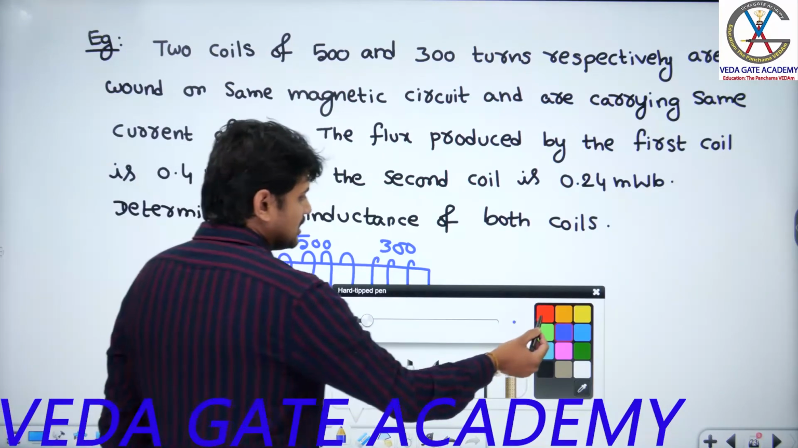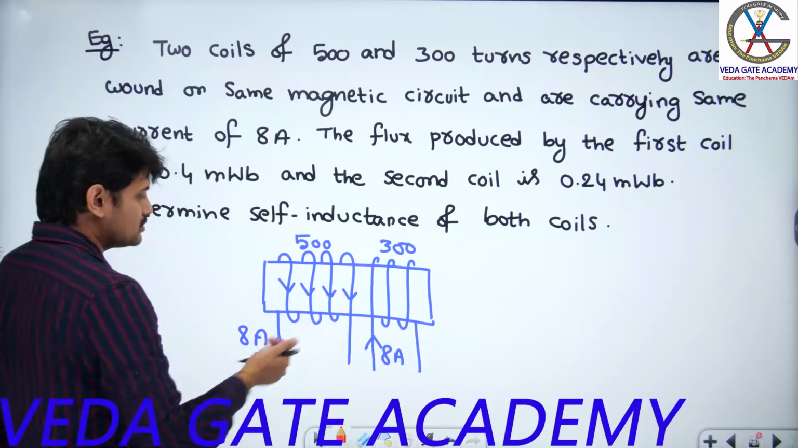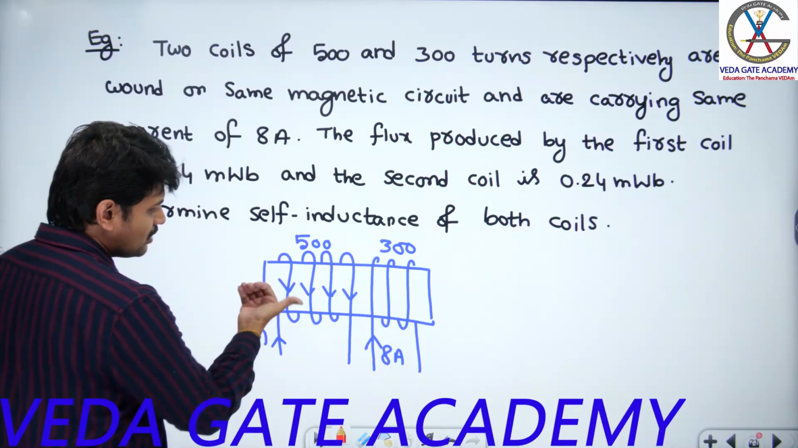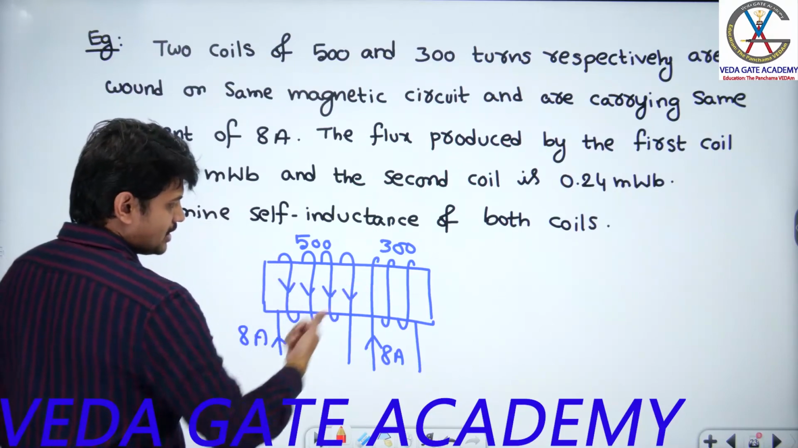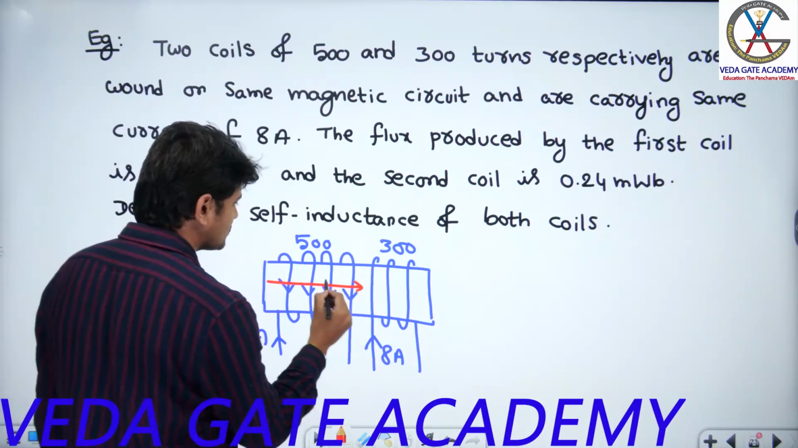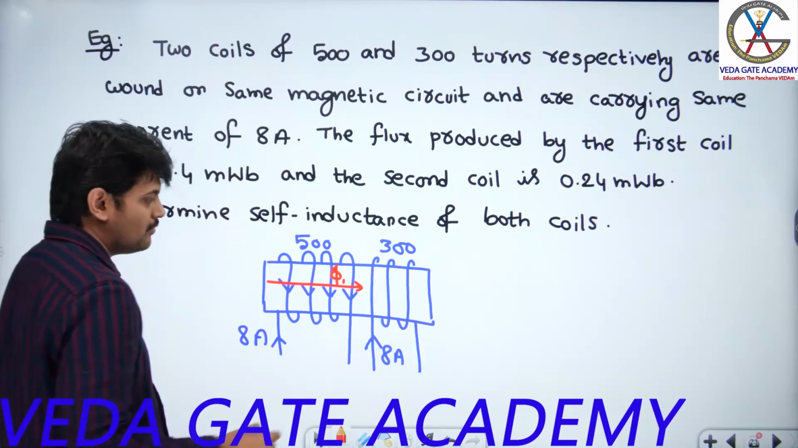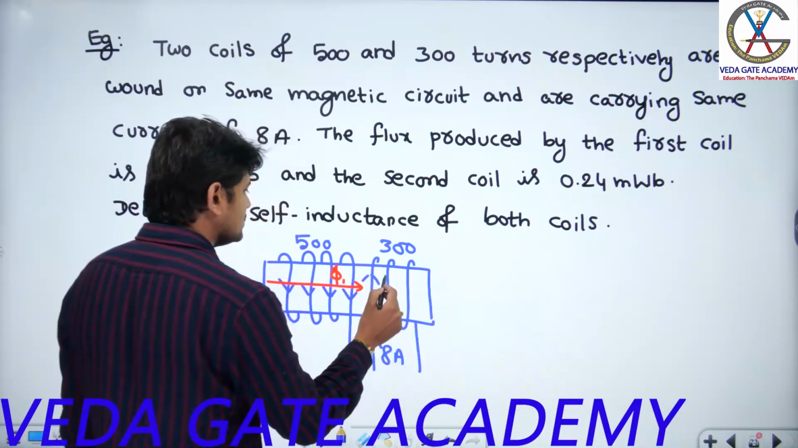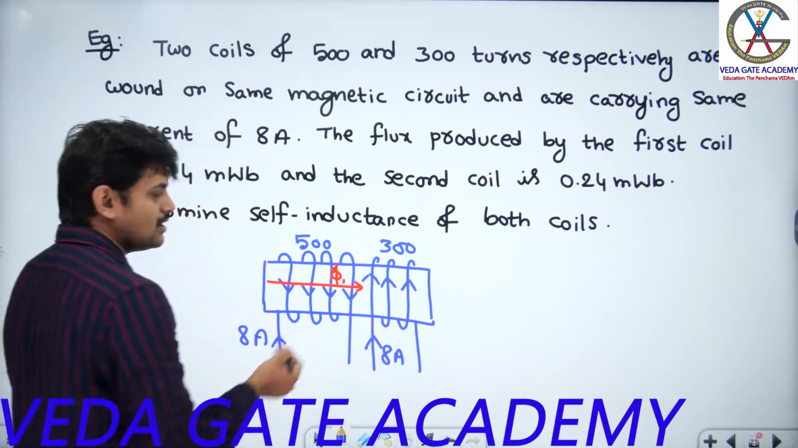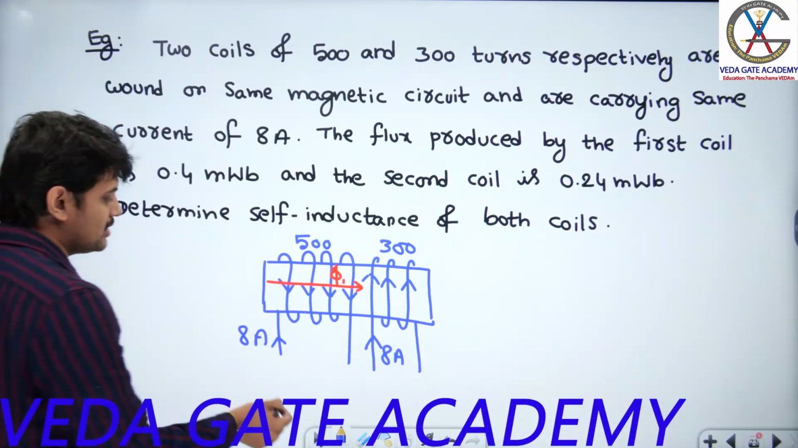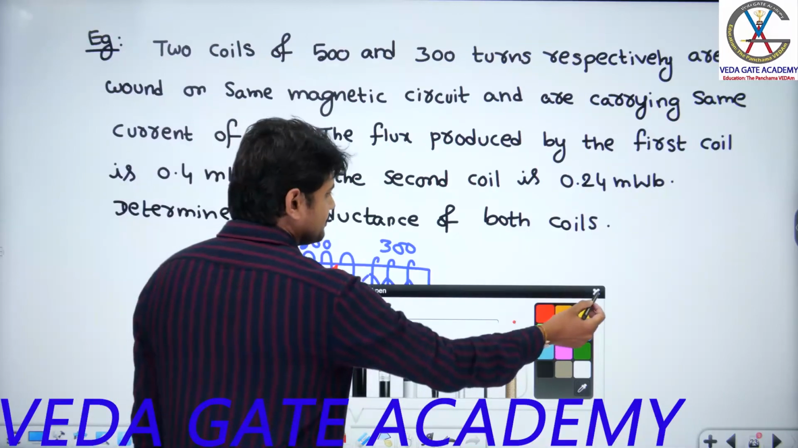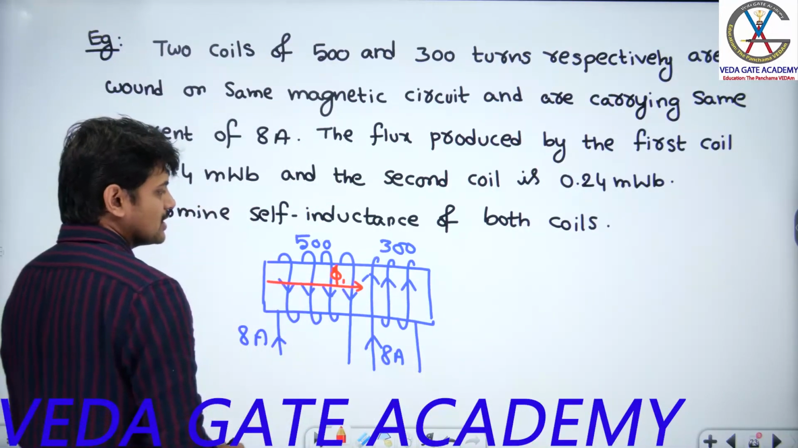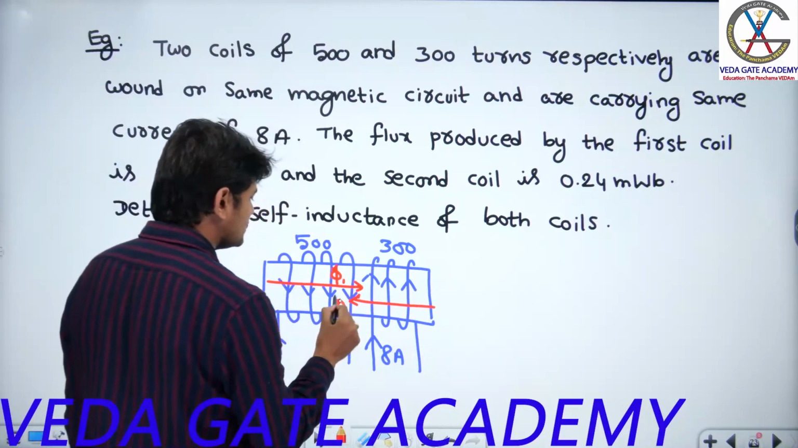By using the right hand thumb rule, current is entering below the core and above the core, so my four fingers are in the downward direction. So the direction of flux because of coil 1 is in this direction. Whereas the direction of the current in the second coil is in this direction, right? If you clearly see how I have wound the winding, we can understand. Again if you apply the right hand thumb rule, my direction of currents on this core is in this direction, so the flux direction because of coil 2 will be in this fashion.